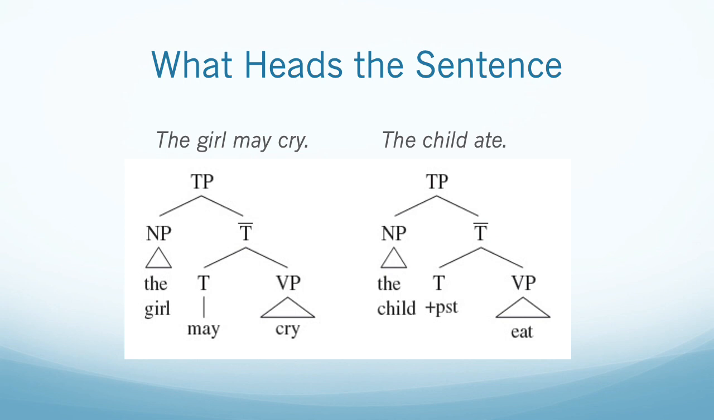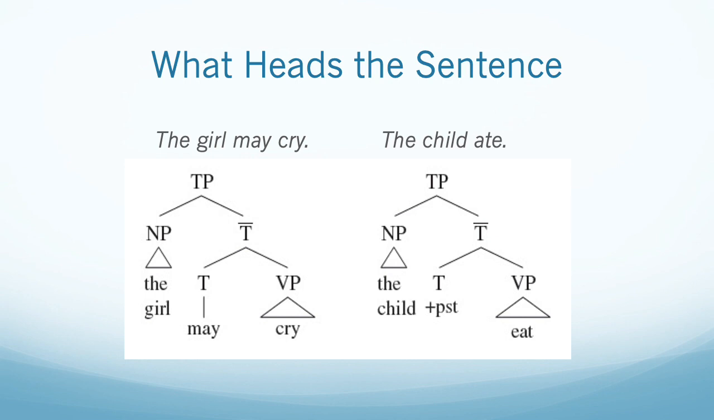In this sentence, the tense is in the helping verb "may." So we start out with the TP label at the top, because this entire thing, remember, is a tense phrase, which is how we refer to sentences as a whole. And then it branches downward into a noun phrase first, the girl. And notice that's drawn with a triangle.